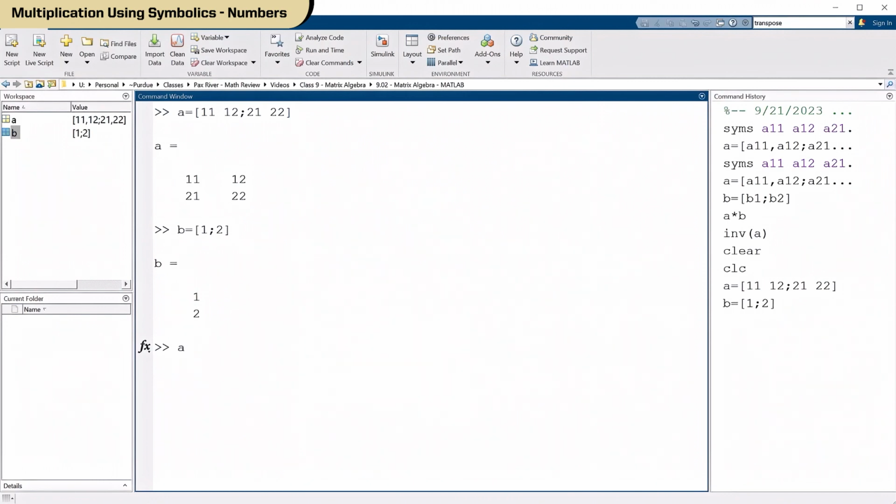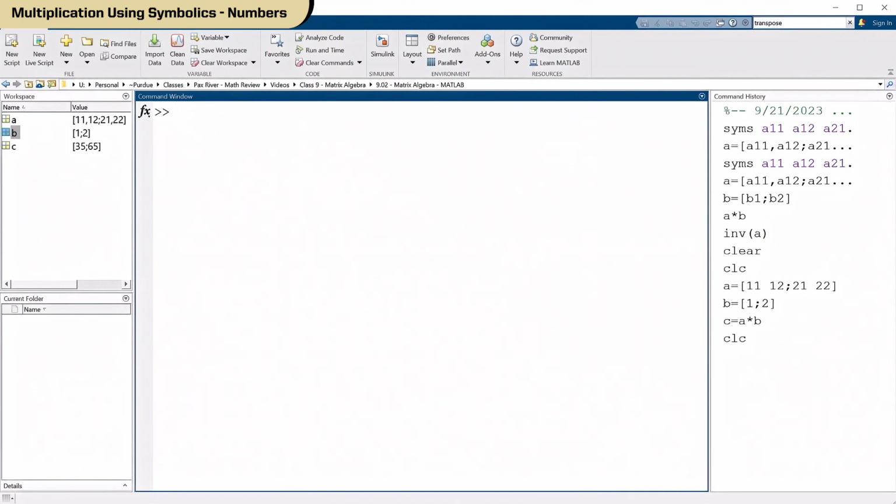So if I want to multiply, let's say C equals A times B, and I'm going to go ahead and let that echo to the screen. Here we go. You get 35 and 65. So if you want to work this out by hand, you can. Try multiply A by B, you should get that. Let's go ahead and clear the workspace here.